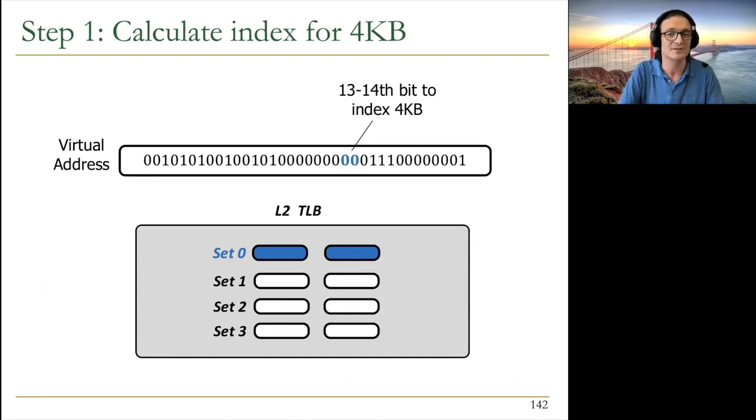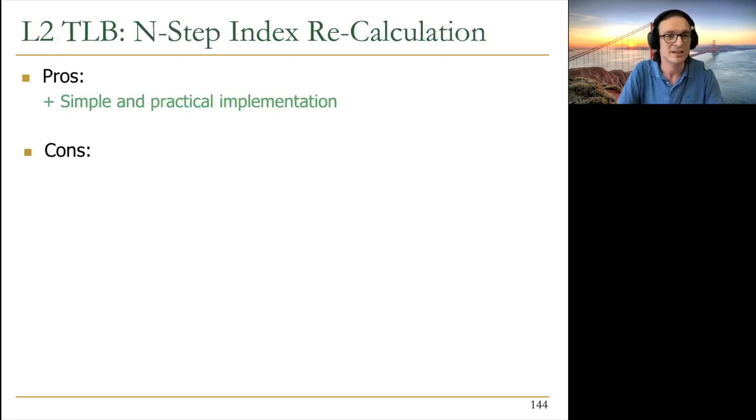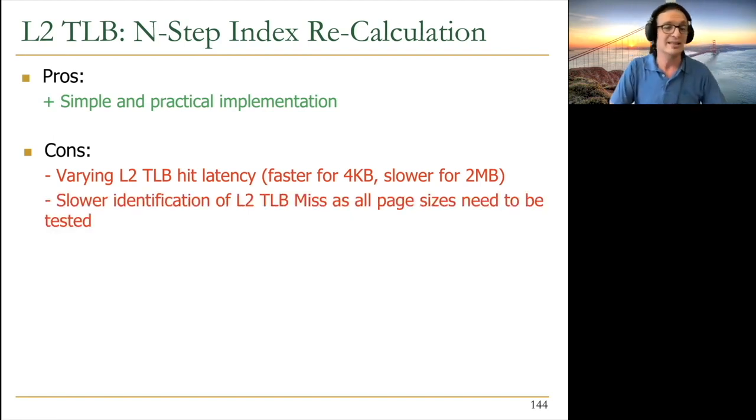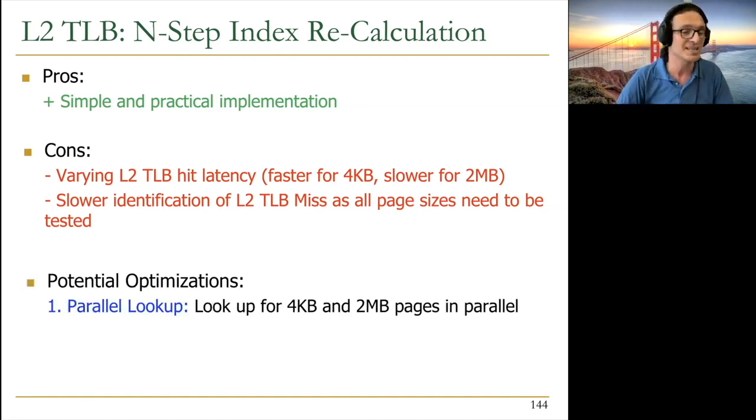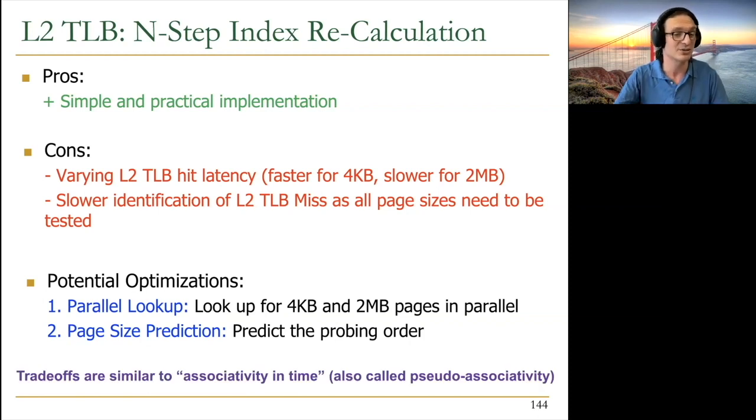You first calculate the index for 4 kilobyte. If you miss, you calculate the index for 2 megabytes. Okay, so the L2 TLB has n-step index recalculation. This is simple and practical. The downside is TLB hit latency is longer and varying. And now you have slower identification of an L2 TLB miss, as you need to basically probe all page sizes. So potentially you can optimize it by making the lookup parallel. Of course, this adds hardware cost. Or you can predict the page size, predict the probing order. And the trade-offs are again similar to associativity in time versus space.